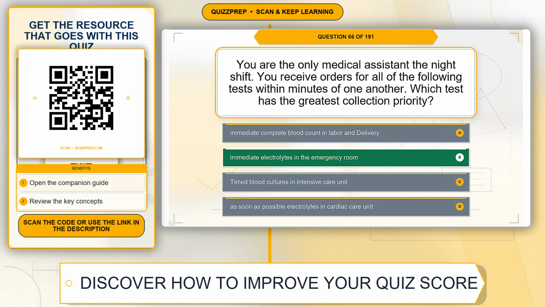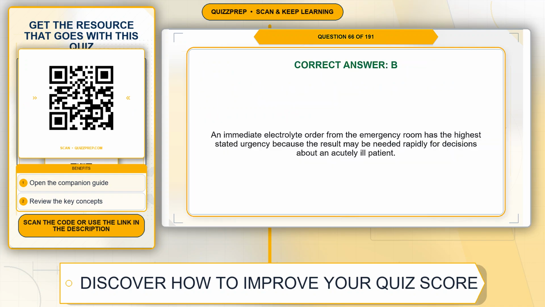The correct answer is option B, immediate electrolytes in the emergency room. Explanation. An immediate electrolyte order from the emergency room has the highest stated urgency because the result may be needed rapidly for decisions about an acutely ill patient.